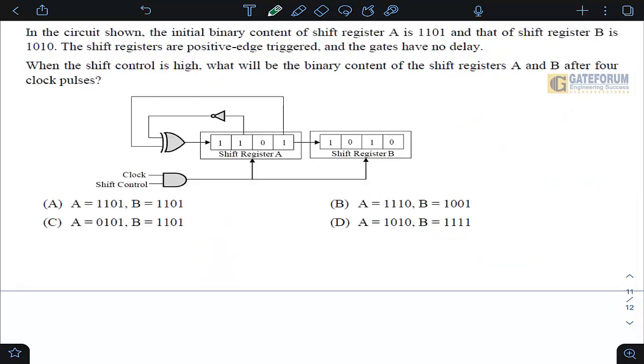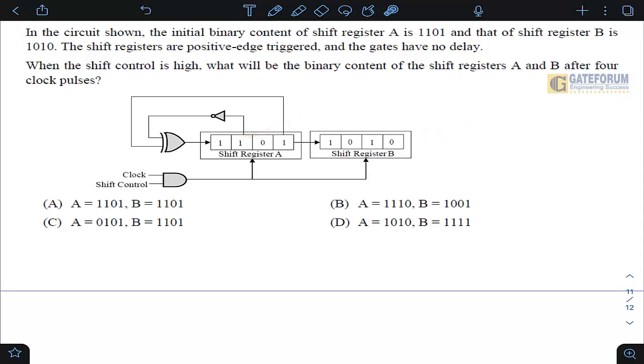This question was asked in GATE 23 of instrumentation. This is from digital subjects and from the sequential circuit topic. The question is, in the circuit shown, the initial binary content of shift register A is 1101 and that of shift register B is 1010. The shift registers are positive edge triggered and the gates have no delay. When the shift control is high, what will be the binary content of shift register A and B after 4 clock pulses? So this diagram is enough.